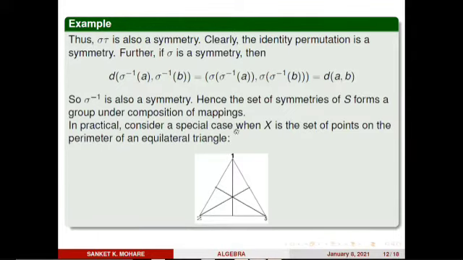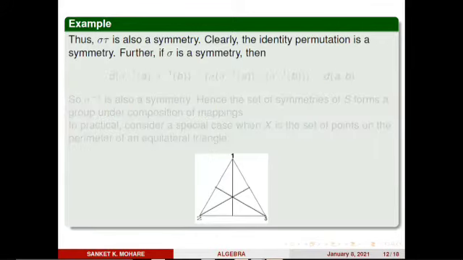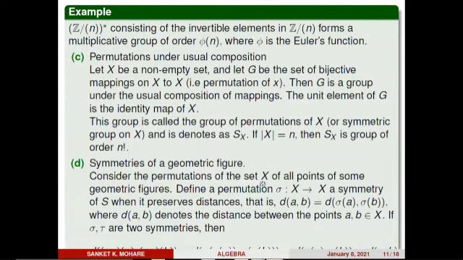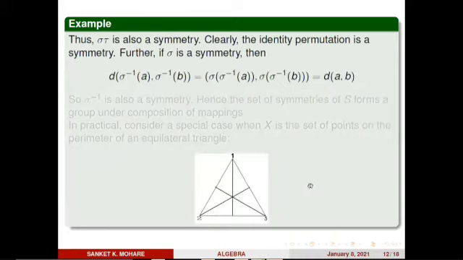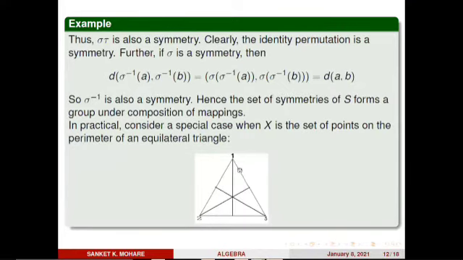So consider a special case when X is the set of points on the perimeter of an equilateral triangle. Here I take particular points on the equilateral triangle. How many points are there? 3 points. How many vertices? 3. This one, this one, this one. So this 1, 2, 3 are the vertices. Remember, these 1, 2, 3 are not numbers, they are just symbols.